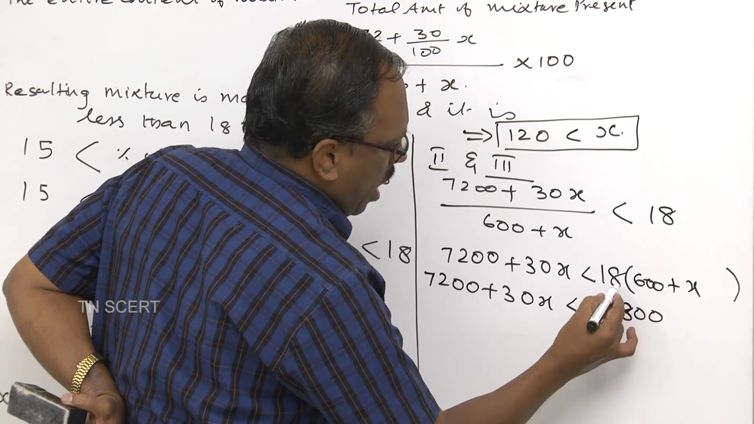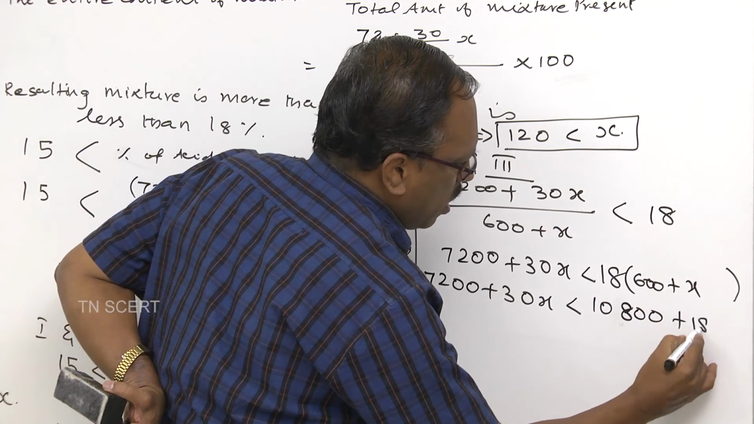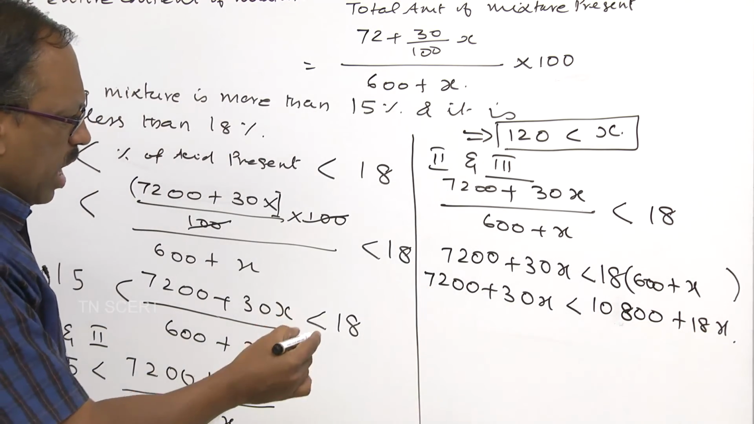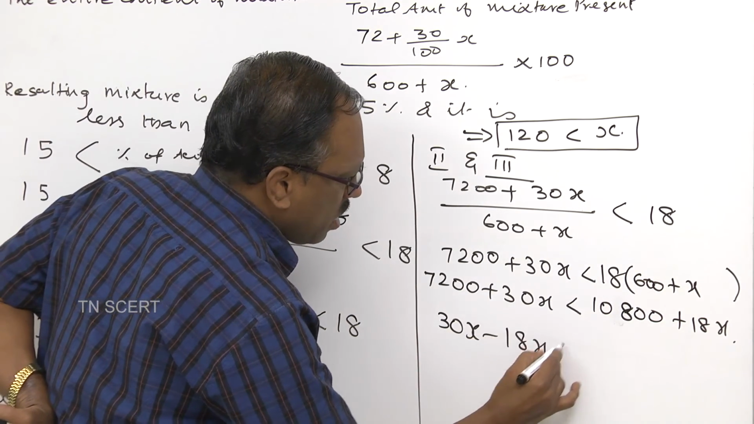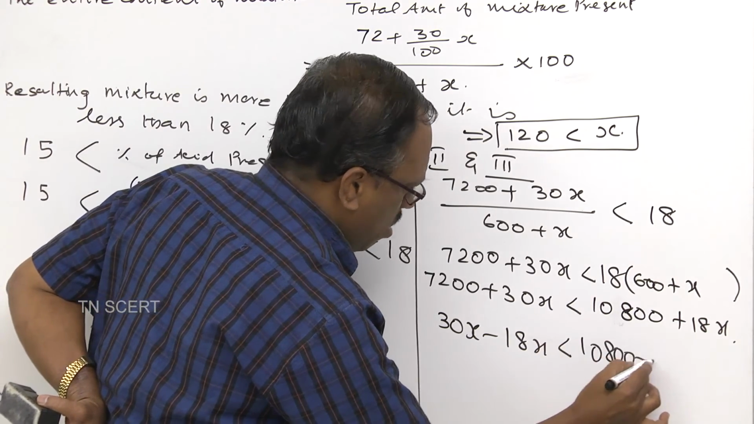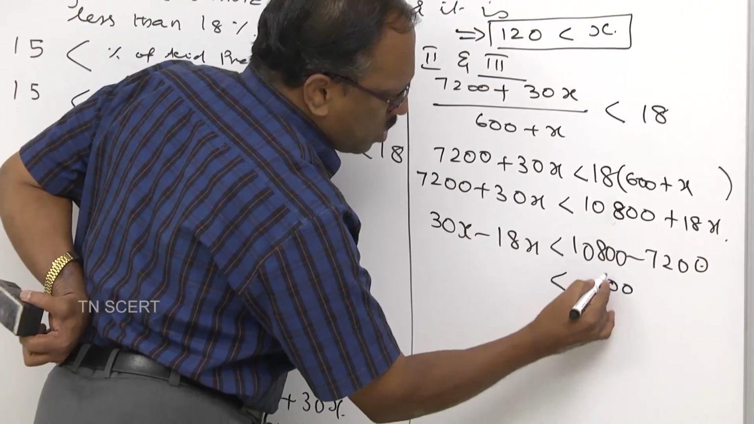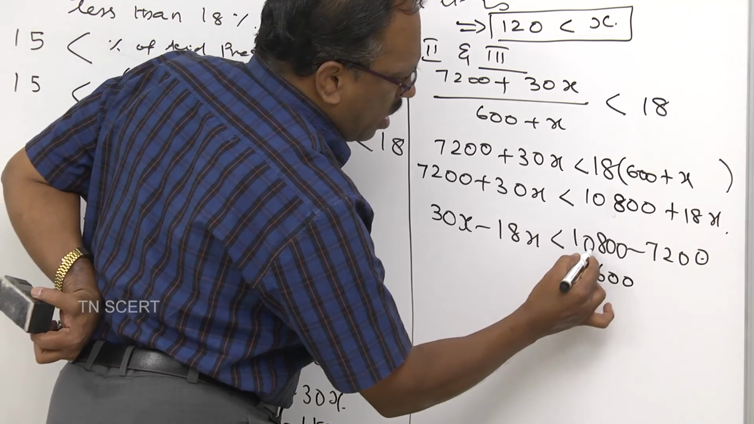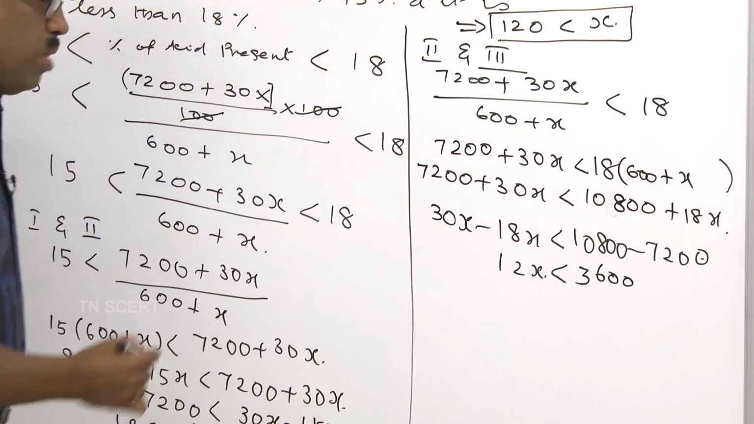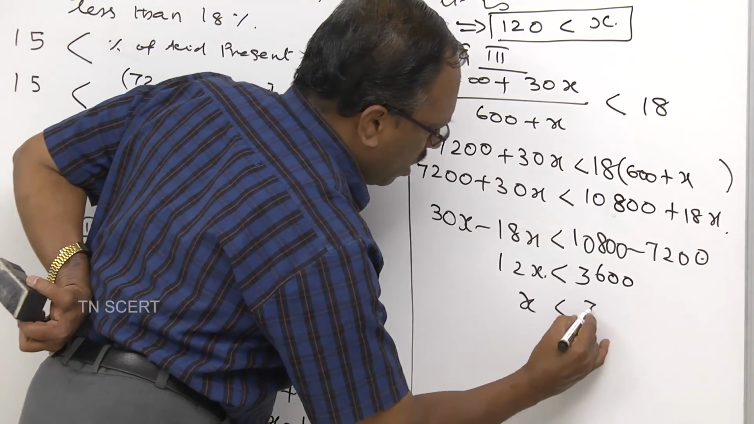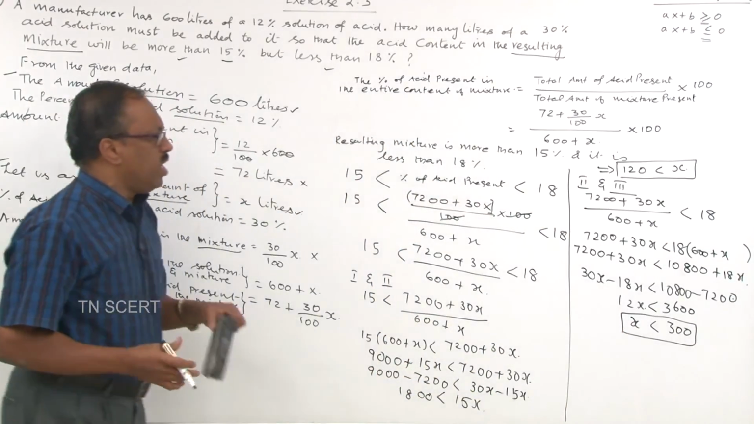It is 8 6s are 48, 1 is 10 and then plus 18x here. So remember that this is the process that we do, and 30x minus 18x less than 10,800 minus 7,200. This I brought to the other side so that it is 2, it is 6 and 10 minus 3, that is 6,000. This is 12x. So what I am getting here, it is x less than 300. I have arrived x less than 300.